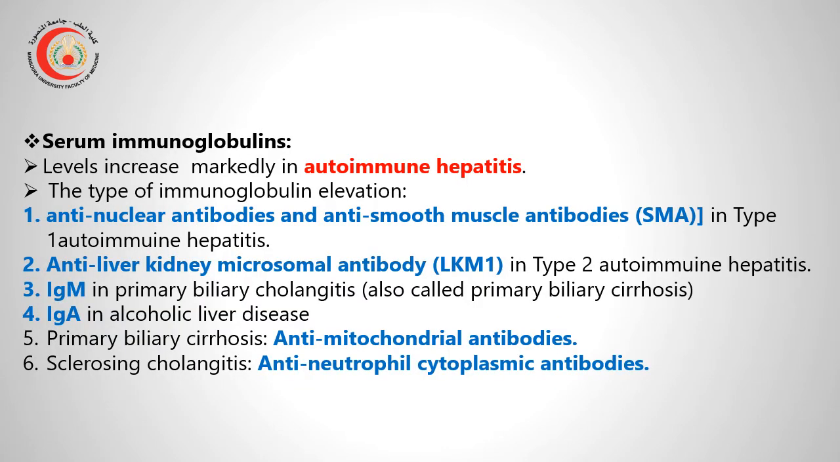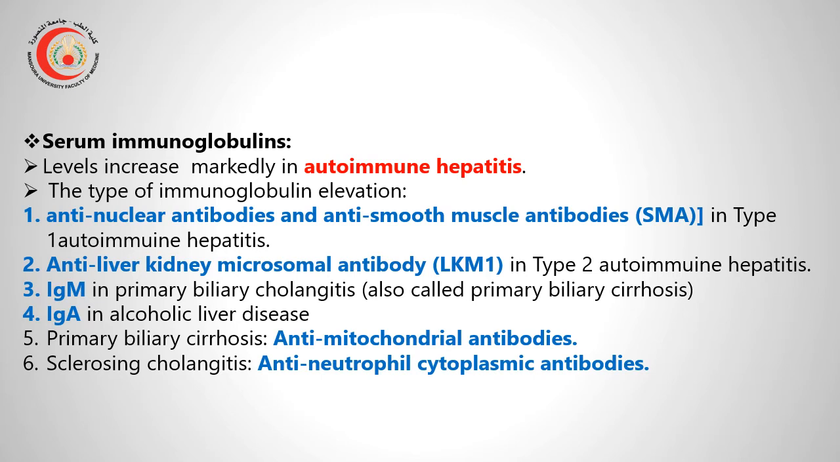Serum immunoglobulin levels increase markedly in autoimmune hepatitis. The type of immunoglobulin elevation varies according to the type of autoimmune hepatitis. For example, the anti-nuclear antibodies and the anti-smooth muscle antibodies increase in type 1 autoimmune hepatitis. The anti-liver kidney microsomal antibody increases in type 2 autoimmune hepatitis.